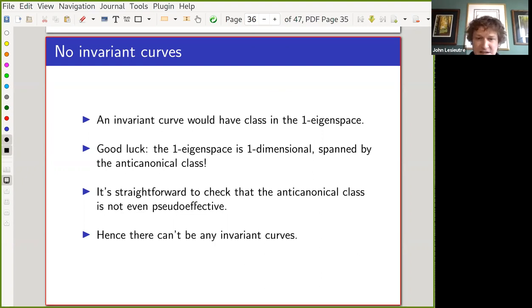So hopefully it answers McMullen's question. It's a synthetic construction of a rational surface automorphism with no invariant curves.